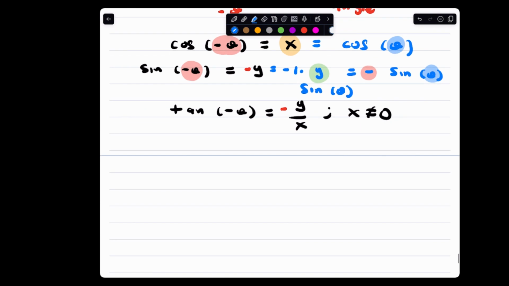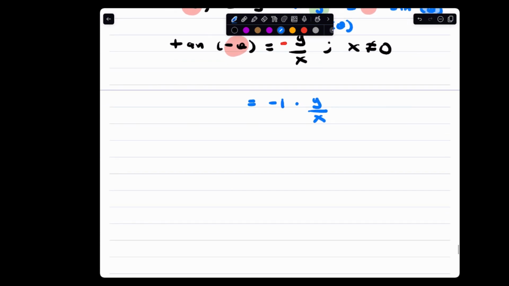Now you might say, what about tangent? Well, tangent is very similar to sine in the sense that we can write it this way. We can say that this is equal to negative 1 times y over x, and we know what y over x is already. Y over x is tangent, which means that's minus tangent. So, ladies and gentlemen, for a negative angle and tangent, that negative sign comes out.